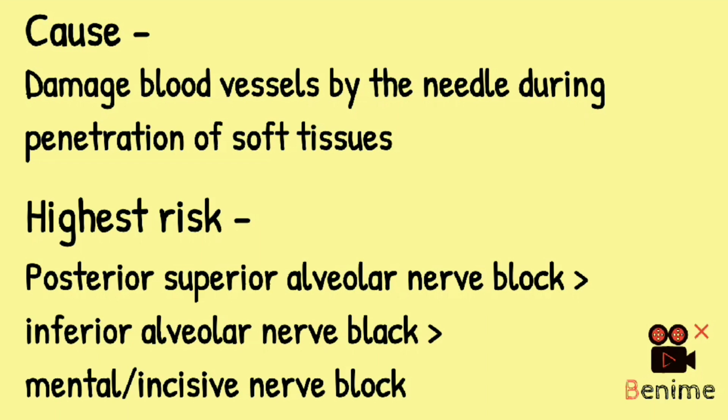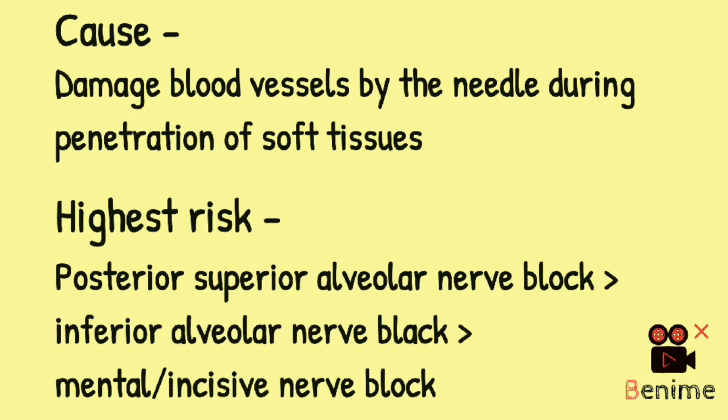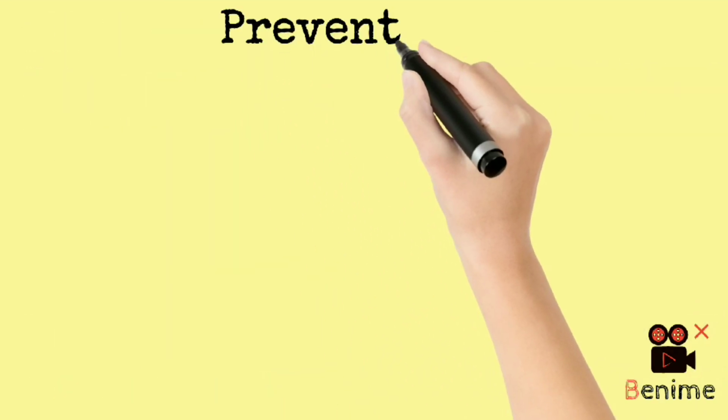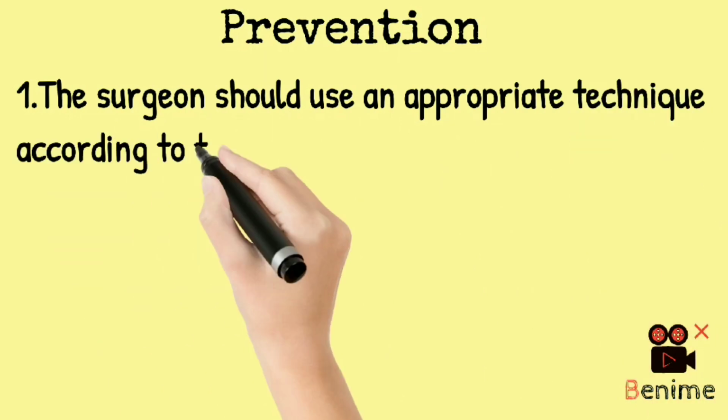There is high chance of hematoma formation in patients suffering with hematological disorders. Highest risk of hematoma formation is during posterior superior alveolar nerve block, followed by inferior alveolar nerve block and mental or incisive nerve block. Now let's get into prevention.